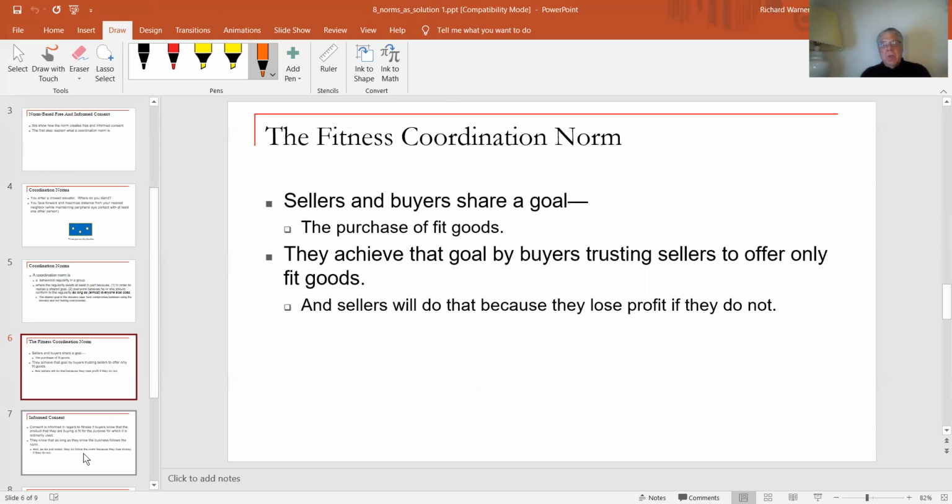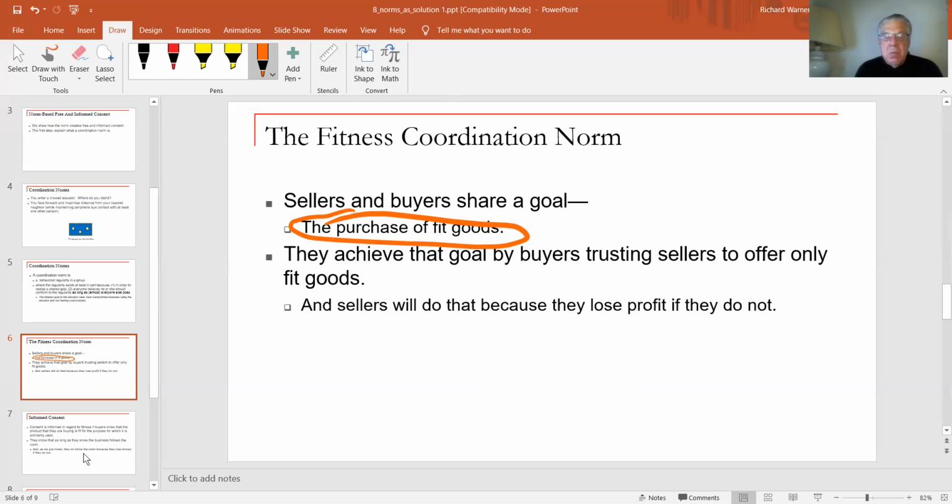And the fitness norm is a coordination norm. It's like it, right? Sellers and buyers share a goal. They both want the purchase of fit goods, right? And they achieve that goal by buyers trusting sellers to offer only fit goods. So you go in, you don't do much investigation when you buy a hairdryer, hammer, microwave, or whatever. You do basically no investigation to determine if it's going to work as it's supposed to. You just assume that, right?